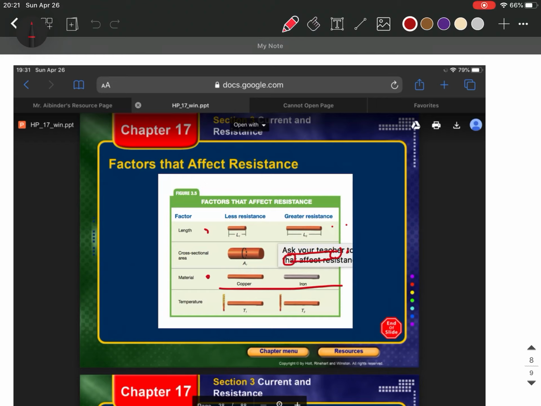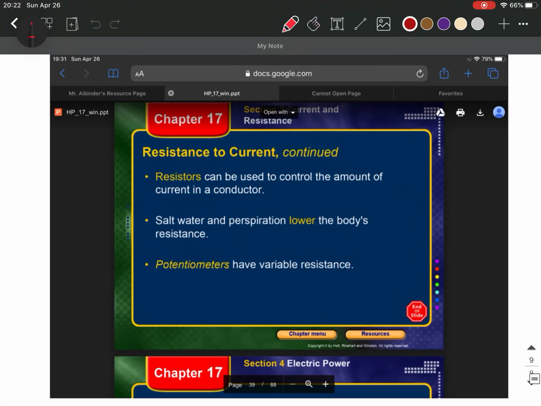Now, the fourth factor is temperature. If you have two wires made up of the exact same length, the exact same cross-sectional area, the exact same materials, but they were at different temperatures, the wire that has a higher temperature will produce a higher resistance. So just some basic concepts.